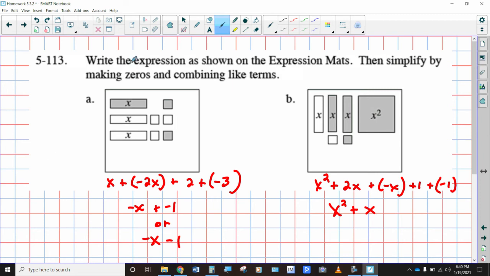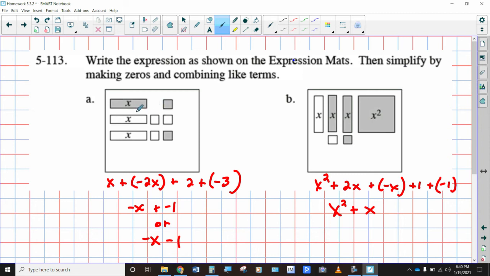And problem number 113, write the expression as shown on the expression maps. Okay, so the reason why we're working with this now is because when we get to the 5D process, we want to be able to solve those problems algebraically. And so let's not forget our algebraic processes here.